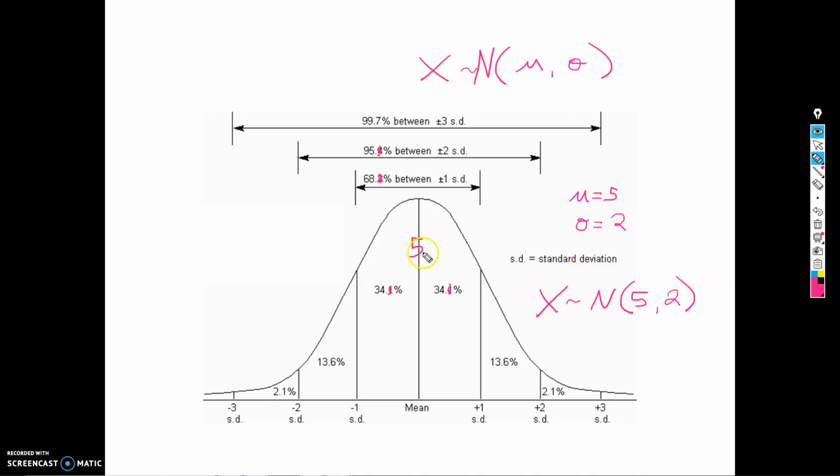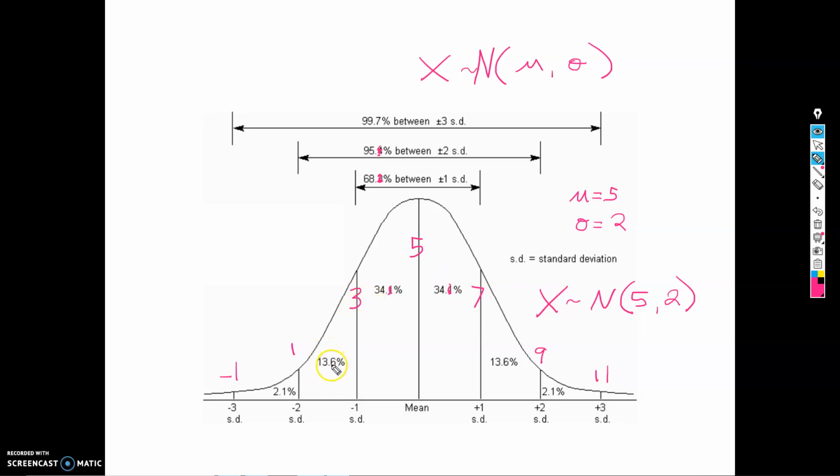Okay, so our mean is 5. One standard deviation is 2, so plus one standard deviation would give us a 7 here. Plus another standard deviation would give us a 9. Plus another would give us an 11. Minus one standard deviation would give us a 3. Minus another would give us a 1. Minus another would give us a negative 1, because each standard deviation is worth 2. So 34% of the data is contained between 5 and 7. 34% of the data is also contained in the interval of 5 and 3.